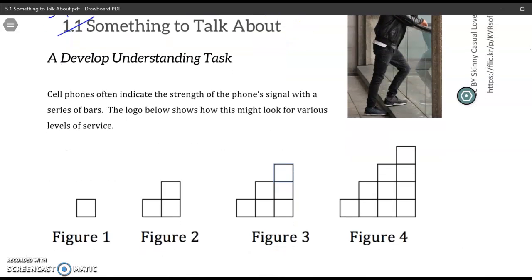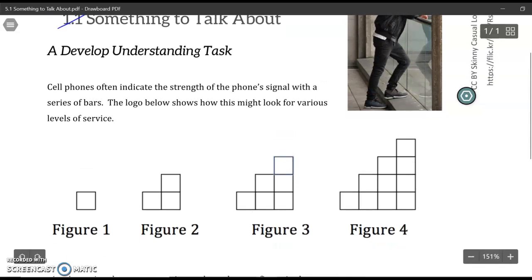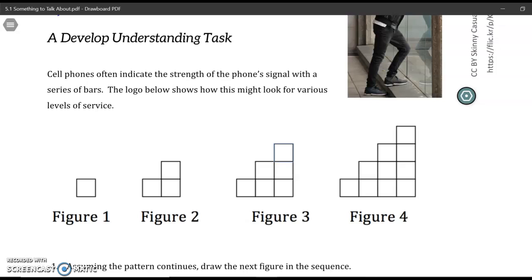And we're going to be doing that by looking at these pattern blocks. So here's kind of the context. Cell phones often indicate the strength of a phone's signal with a series of bars. The logo below shows what it might look like for various levels of service. So in figure 1, you've got this 1 bar, which means that you're probably in Bingham High somewhere and you have no service. If you have 2 bars, maybe you're in the main hallway, so you're finally getting a little bit of service. 3 bars, you finally made it outside. Anyway, so this growth of the figure can tell you how much service you have from looking at your phone.